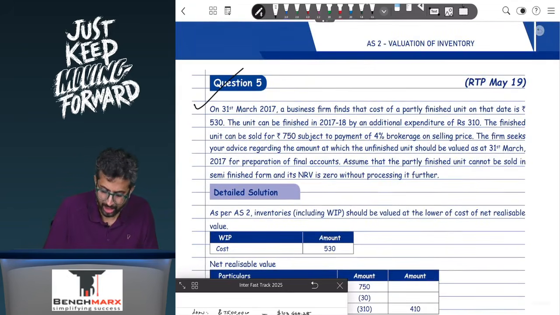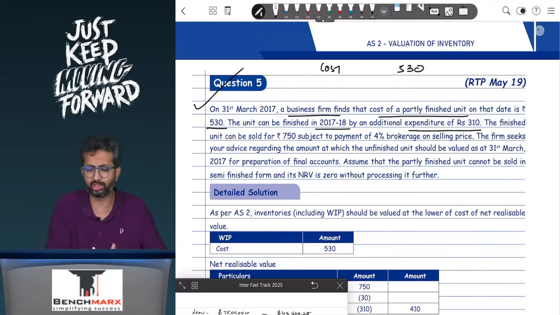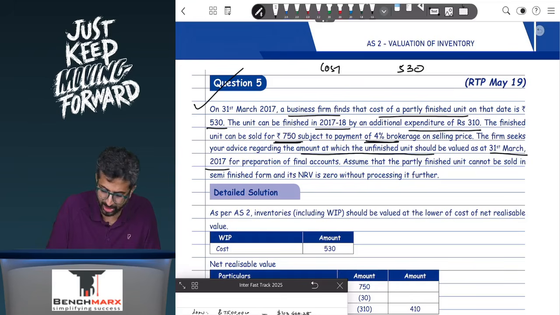Next, go to 5. On 31st March, a business finds that the cost of a WIP, partly finished unit, was 530. So this is for WIP, not for finished goods. This is the cost of my WIP, 530. The unit can be finished in 17-18, that is the next year, by an additional expenditure of 310. I have not incurred the 310 as of now. I will incur it in the future. The finished unit can be sold for 750 subject to a payment of 4% brokerage on the selling price. Okay, so this is 750 minus 4%. The firm seeks your advice relating to the amount at which the unfinished unit should be valued on 31st March 17 for preparation of accounts.